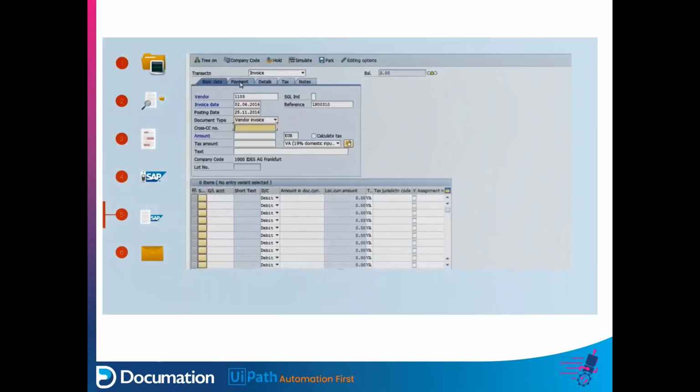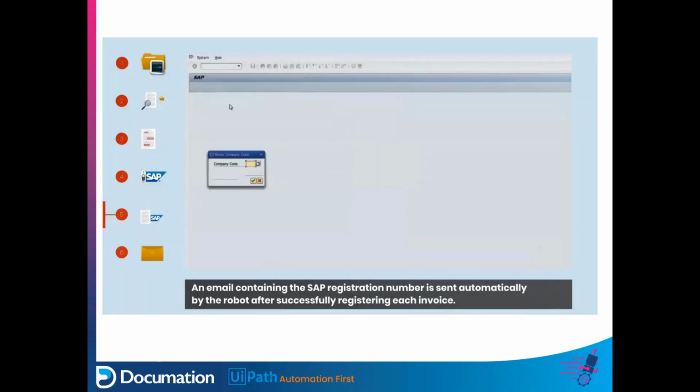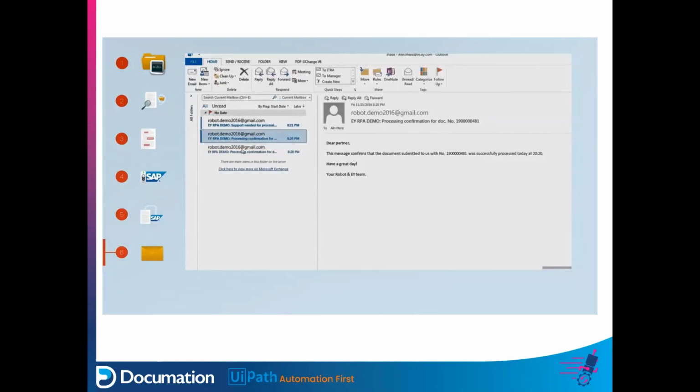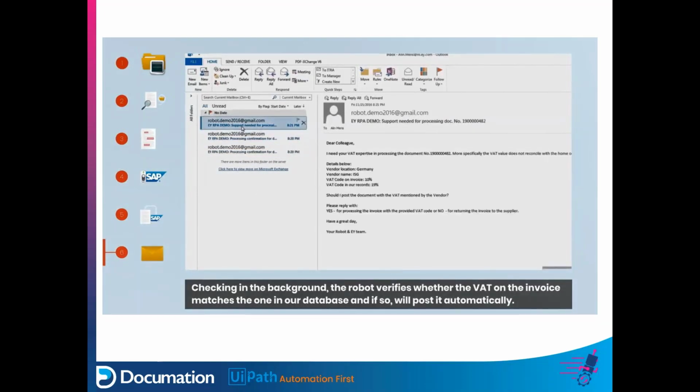Following that, it registers the remaining 2 invoices, and you get some sense of the speed at which it can do this, typically 15 times faster than a human. And finally, it sends an email containing the SAP registration number automatically.